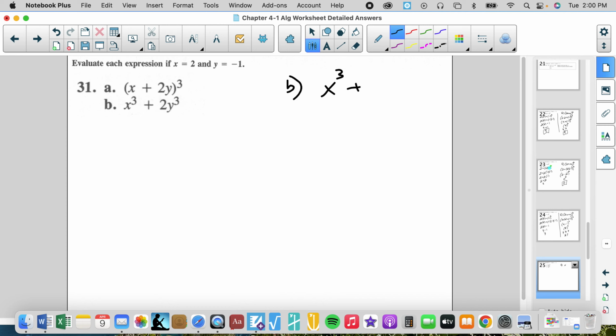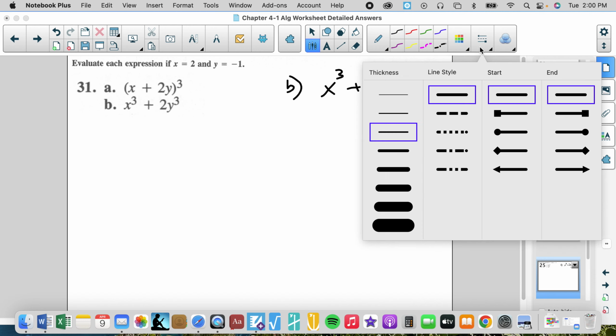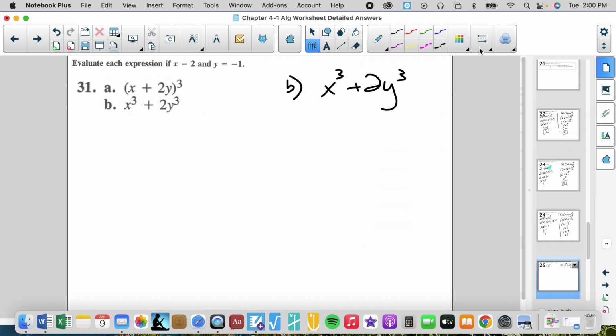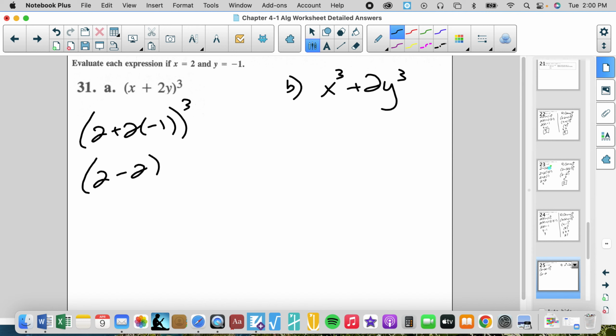x cubed plus 2y cubed. We have 2 plus 2 times -1 cubed. So we'll do the multiplication. That's going to end up being -2. And that's 0 cubed, which is 0 again.